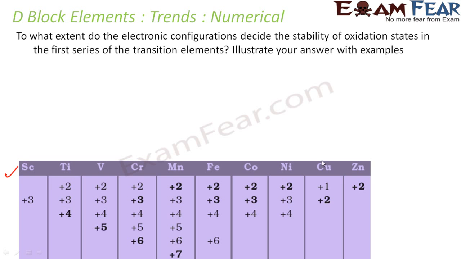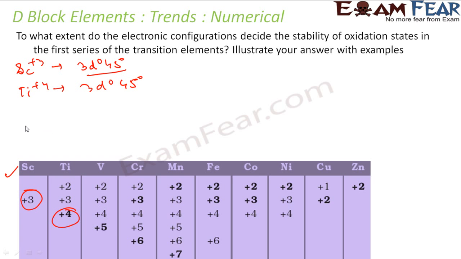See, for scandium, the +3 is the oxidation state, stable. So we talk about Sc+3. If you see, the electronic configuration is 3d0, 4s0. This is the stable configuration. Talk about titanium +4. The electronic configuration is again 3d0, 4s0. Talk about vanadium +5. The configuration is again 3d0, 4s0. Right? You have argon here, definitely in all.